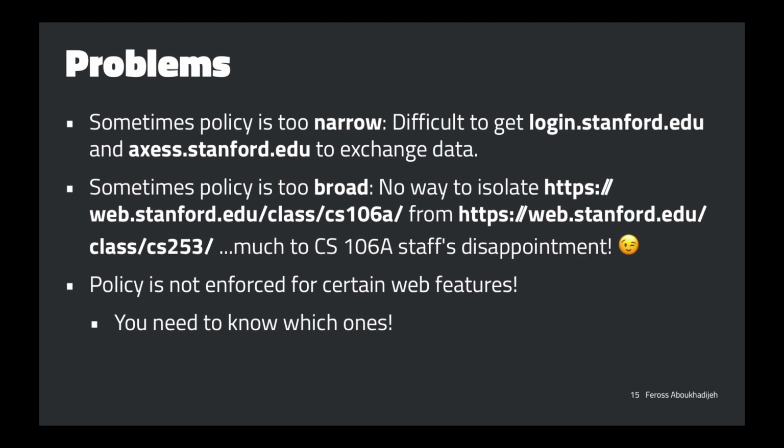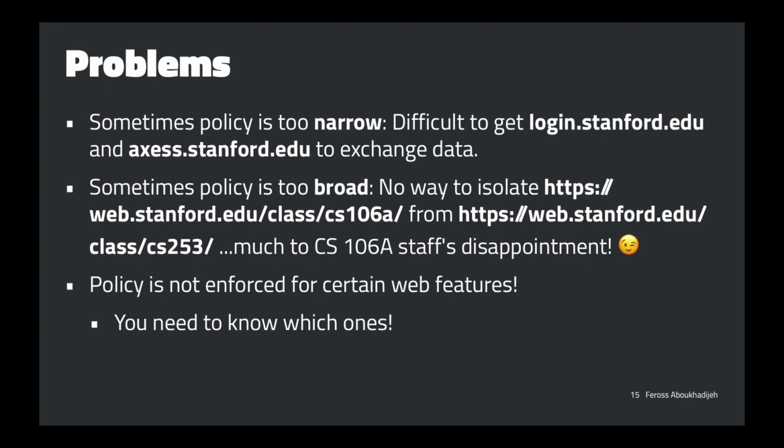And then other times we find the policy is actually too broad. It allows too much. For example, with the 106A site and the 253 site, the origins are actually the same, but the actual sites are owned by different organizations. We might want to keep these separate, but the same origin policy doesn't give us a way to do that. So sometimes it's too narrow, sometimes it's too broad, but this is what we have to work with. At least it's consistent and at least it's simple.